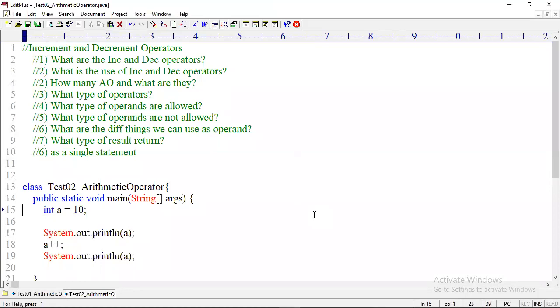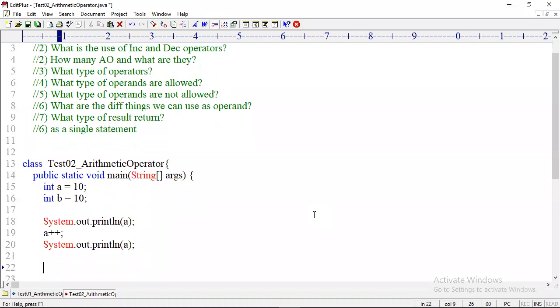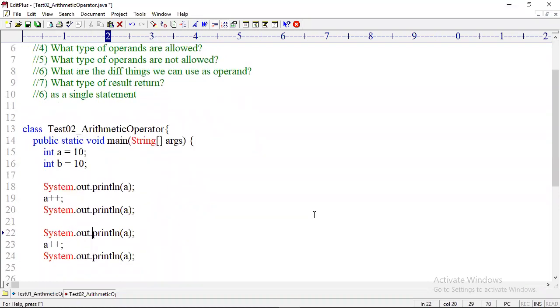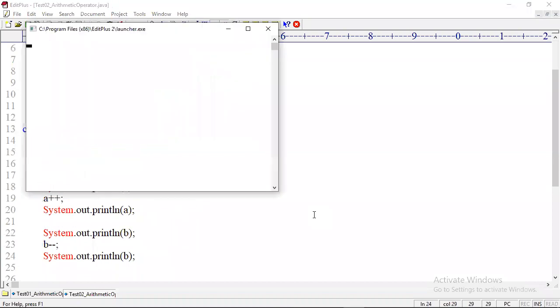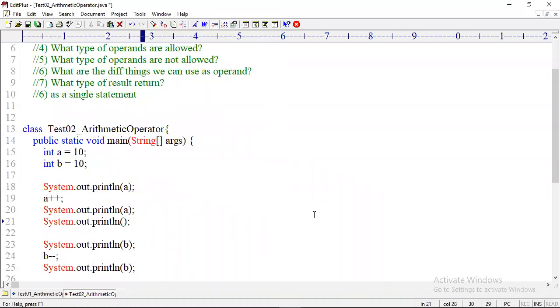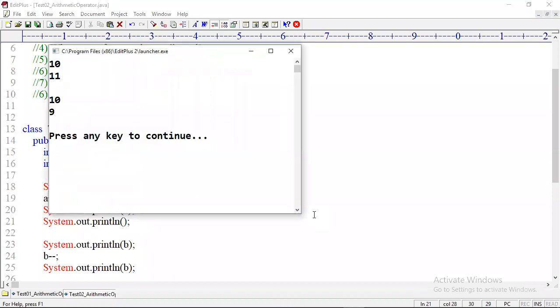Next, I'm taking another variable b, and I'm displaying it with value 10 only. Let me take the same statement, copy paste. Then I'm writing here b minus minus, sopl b and sopl b. Control 1, look at that b value first. B value is first 10 and it decreased by 1, it is 9. Control 1, control 2, 9.